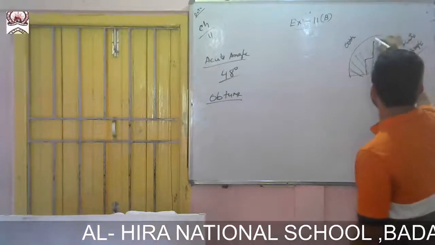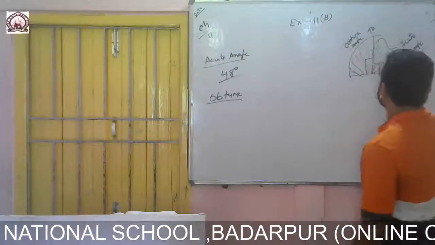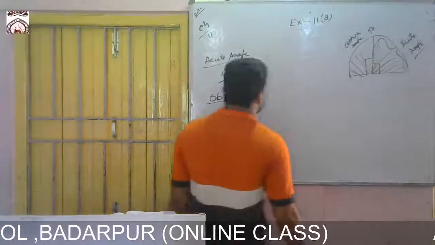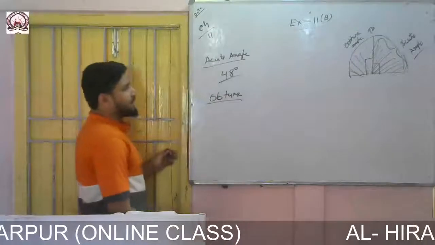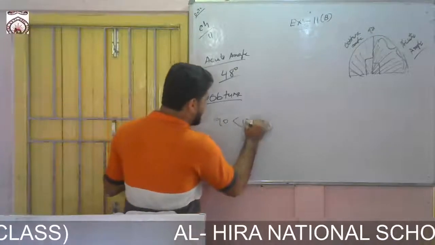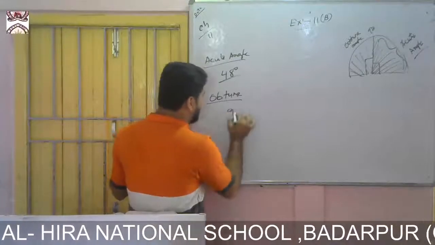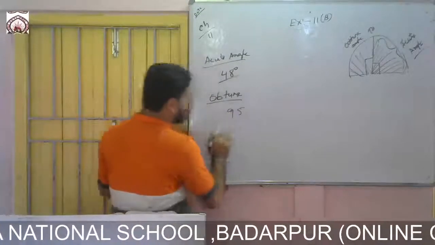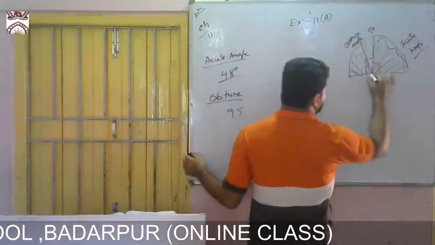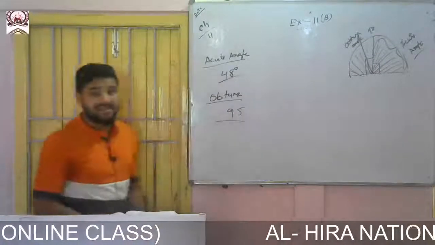That means this side, plus 90 degree, will be obtuse angle, and this side will be acute angle. So obtuse angle means greater than 90 degree but less than 180 degree. If I say it is an angle of 95 degree, it is greater than 90, so 95 degree will come something here like this. So it is an obtuse angle.